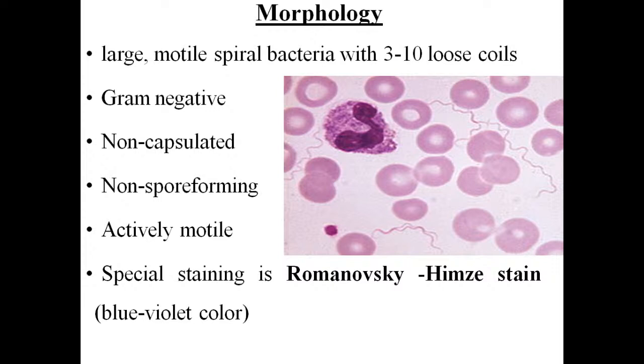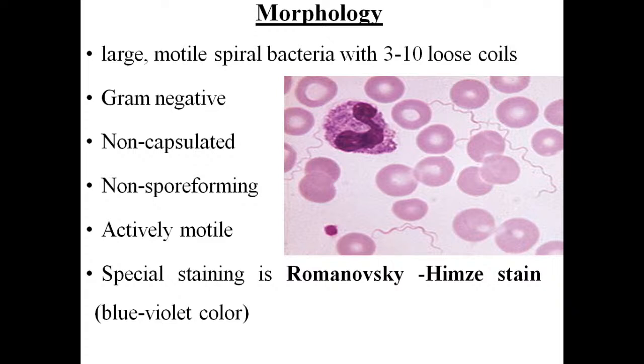These are large motile spiral bacteria with from 3 up to 10 loose coils. You can see in this photo the shape of bacteria, morphology of bacteria. These are macrophages and these are Borrelia. They are also gram-negative, non-capsulated, non-spore forming, and actively motile. They are spiral, so it's very easy to move because of such shape.